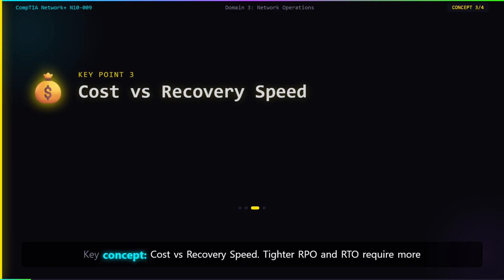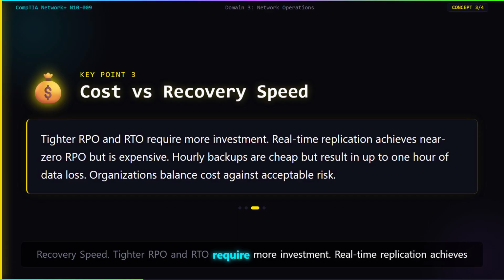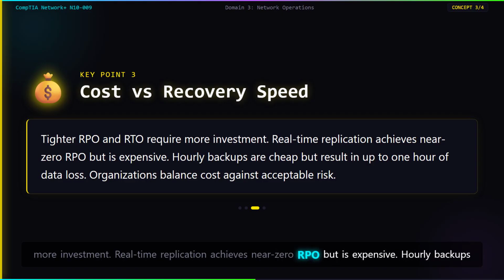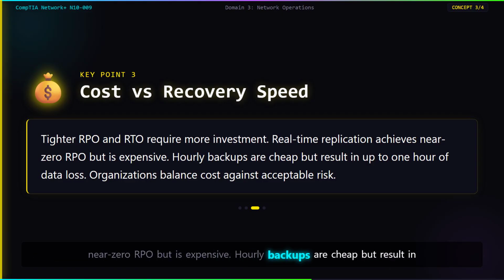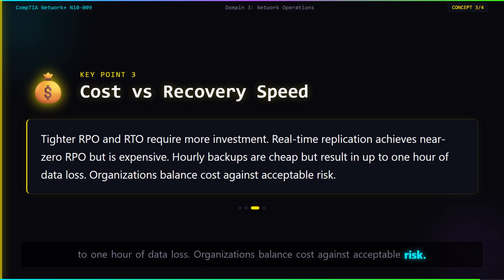Key concept: cost versus recovery speed. Tighter RPO and RTO require more investment. Real-time replication achieves near zero RPO but is expensive. Hourly backups are cheap but result in up to 1 hour of data loss. Organizations balance cost against acceptable risk.